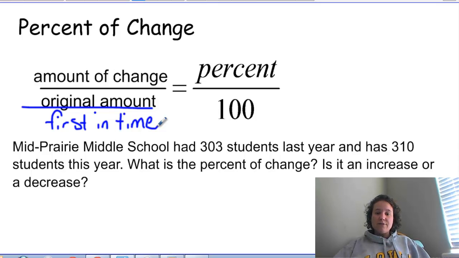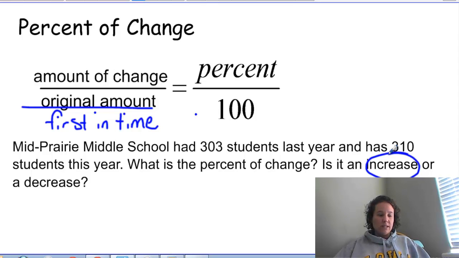So here's a percent of change problem. Mid-Prairie Middle School had 303 students last year and has 310 students this year. What is the percent of change? And then there's a question, is it an increase or a decrease? I can answer the increase or decrease question right off the bat. If we went from 303 students to 310 students, that is an increase. It went up.